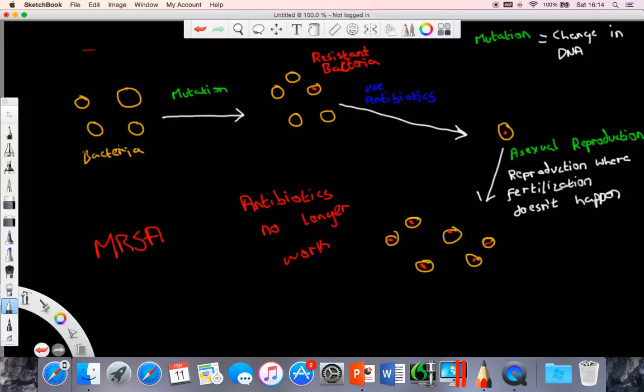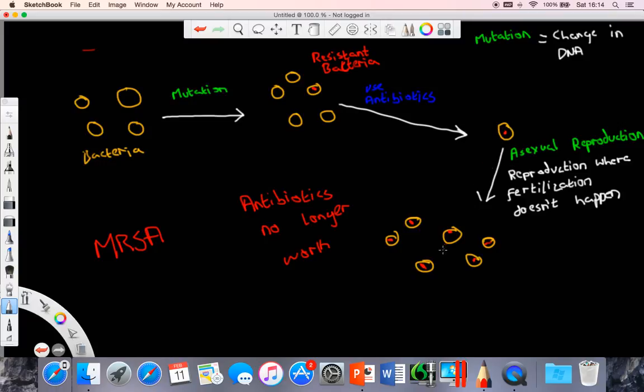So we start with a group of bacteria. There is a chance mutation. A mutation is a change in the DNA. One of the bacteria has its DNA changed just by chance so that it is now resistant to antibiotics. If we then use antibiotics on this population, all of the other ones will die, leaving the antibiotic-resistant bacteria on its own. This antibiotic-resistant bacteria now has all of the food, all of the space to itself.